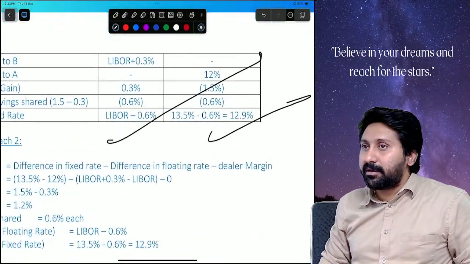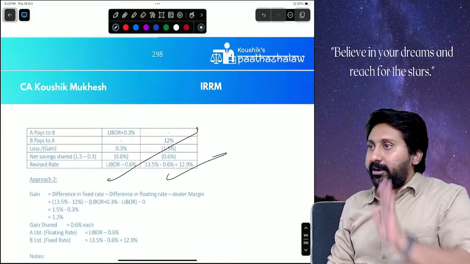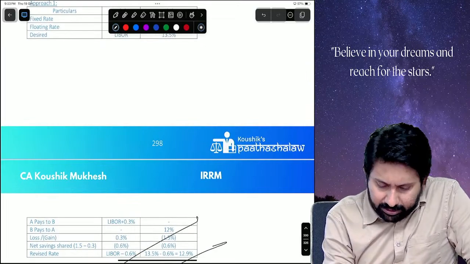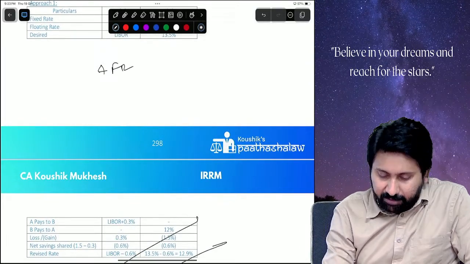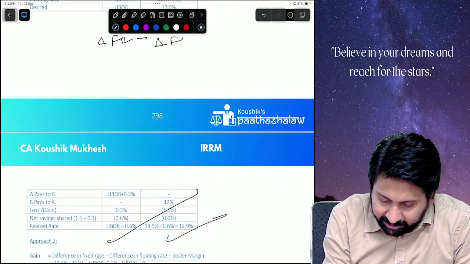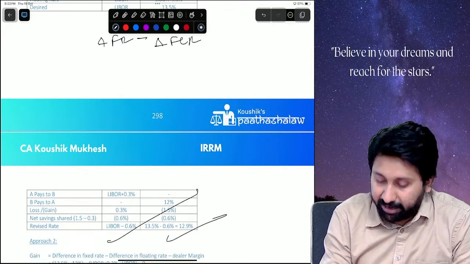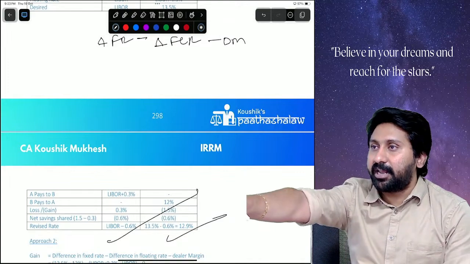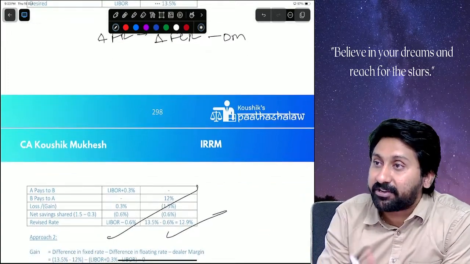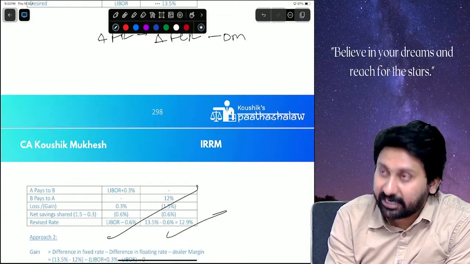Understood or not, everyone? Got the point? This you can do in another way also. I have given one formula. Tell me, what is the formula? Difference in fixed rate minus difference in floating rate minus dealer margin. In this question, dealer margin is not there. Tell me, difference in the fixed rate. How many fixed rates are there? 2 fixed rates are there.